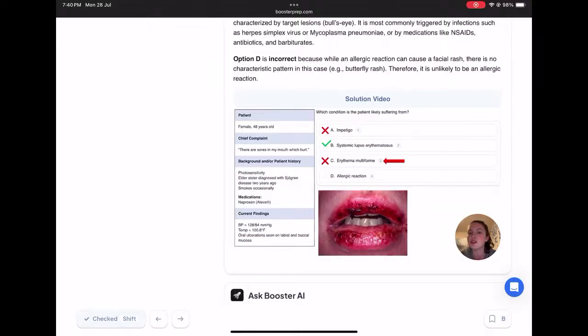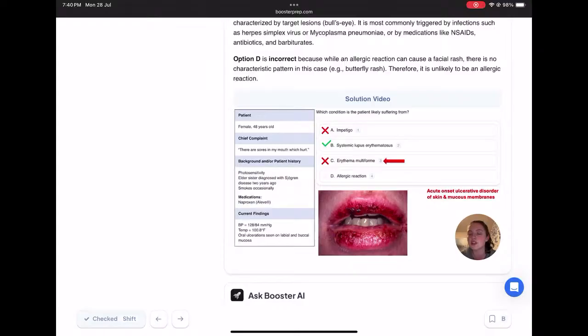Next, we have erythema multiforme. Now, this is an acute onset ulcerative disorder of the skin and mucous membranes. It's most likely immune-mediated, with 50% of the cases having an unknown etiology, 25% being due to a preceding infection, such as herpes, and 25% being medication-related.